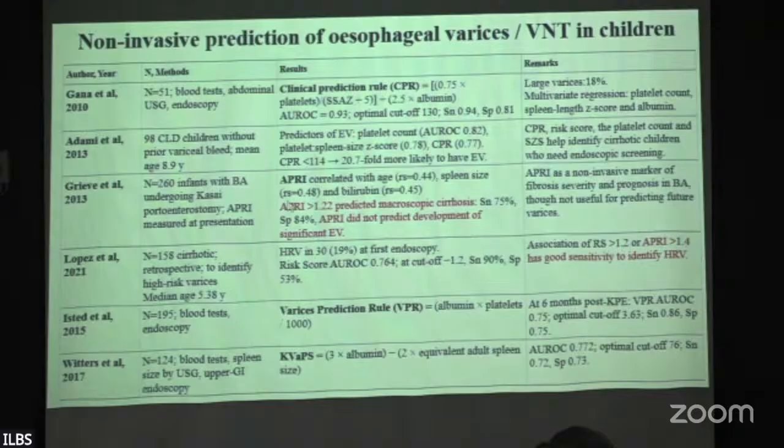Then there are other indices such as variceal prediction rule, which uses albumin and platelets, and a score which was developed at King's College, which is known as the King's Variceal Prediction Score. And the performance has been inconsistent across various patient cohorts.